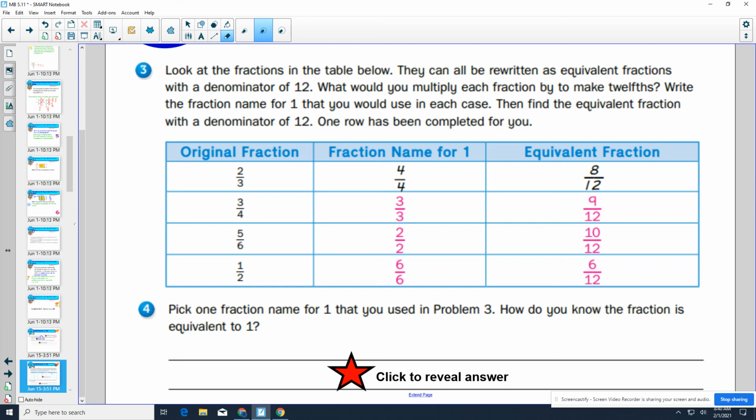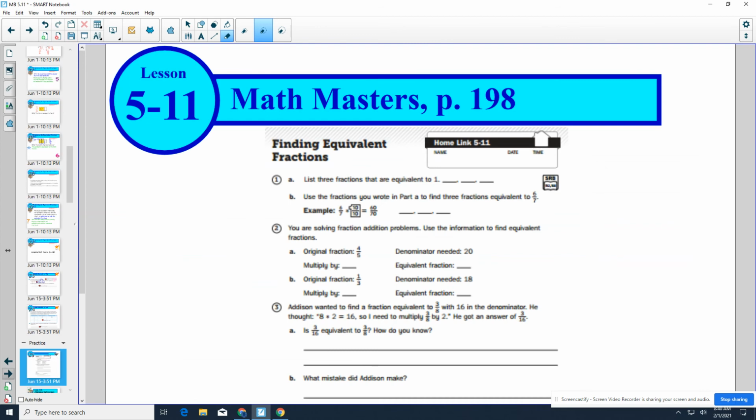So pick one fraction name for 1 that you used in problem 3. How do you know the fraction is equivalent? So again, you're going to explain how you know. Okay, and then for extra practice, you can work on your Homelinks 511.